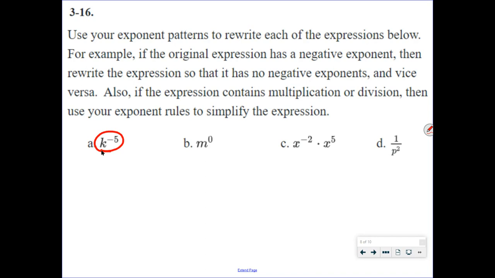So, write down letter A, k to the negative 5th. Now, I do not need to expand it. I didn't ask you to expand it. All right, k to the negative fifth ends up being 1 over k to the fifth. Ta-da, done. That's it. How about letter B, m to the power of 0?